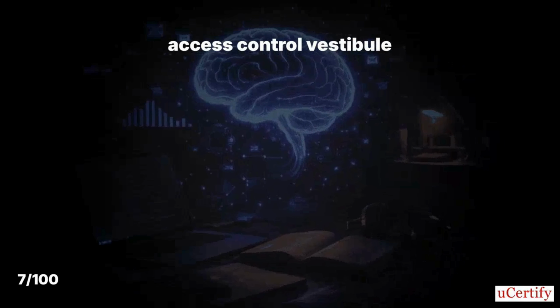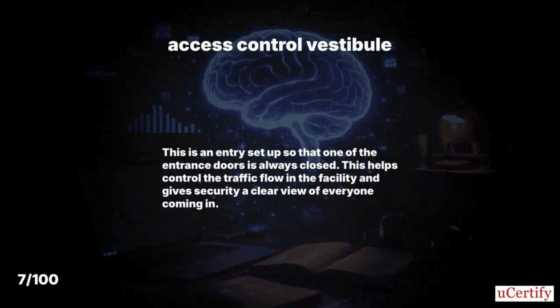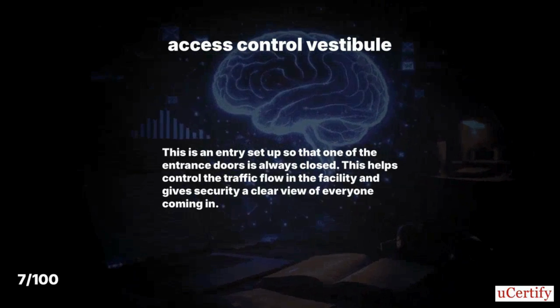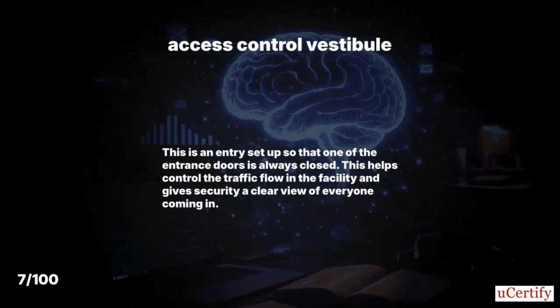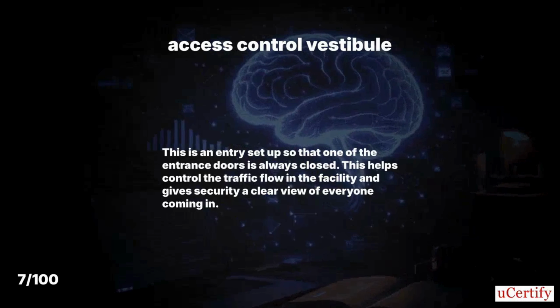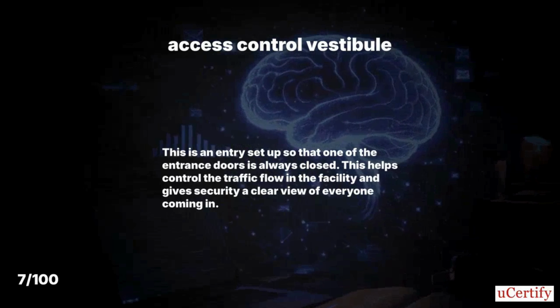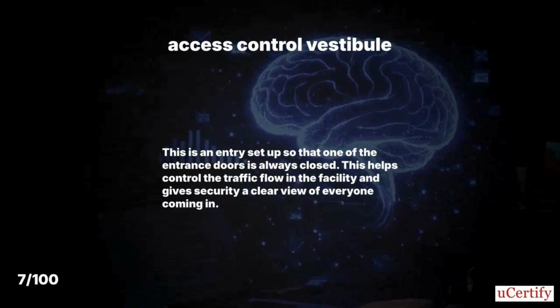Term: Access Control Vestibule. Definition: This is an entry set up so that one of the entrance doors is always closed. This helps control the traffic flow in the facility and gives security a clear view of everyone coming in.